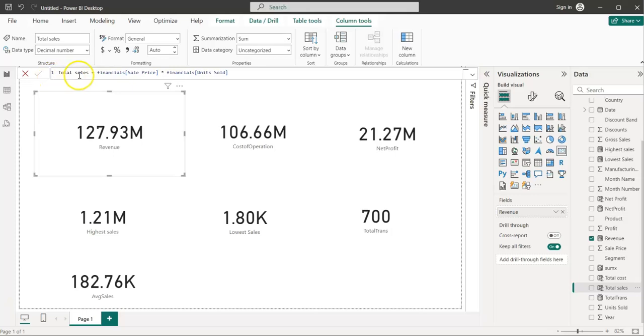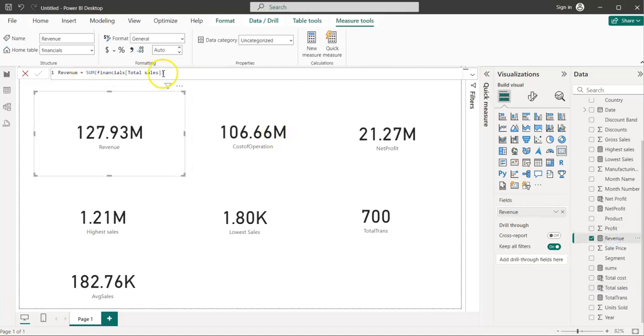So we had to create a measure that calculates the total sales using the sales price multiplied by the units sold. Then we used sum to calculate the revenue. This made us create two different measures to achieve a particular goal. When we want to optimize this and make it a single process, we can use the function called SUMX.